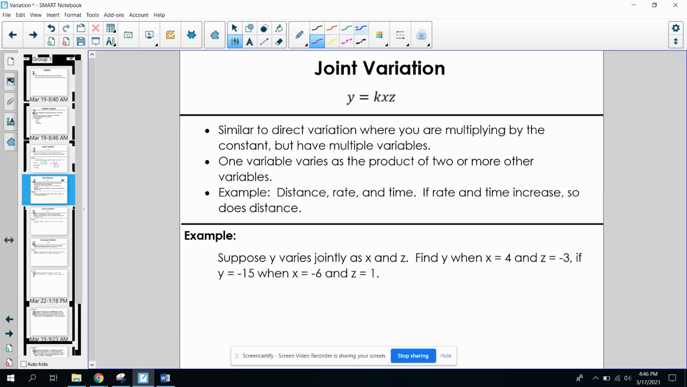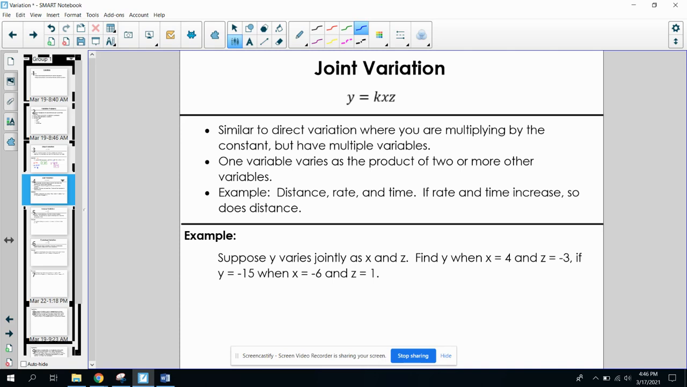Another type of variation is joint variation, and that is the equation y equals kxz. And you could have different variables. You might not always have y, x, z. You could have a, b, c, any combination of variables. It's similar to direct variation, where you're going to be multiplying by the constant, but in this case, you have multiple variables. So one variable is going to vary as the product of two or more other variables.